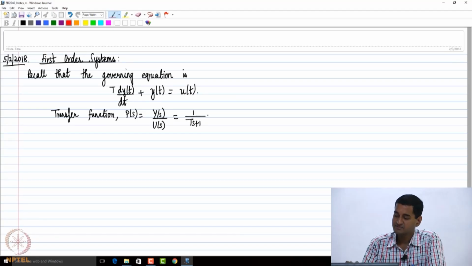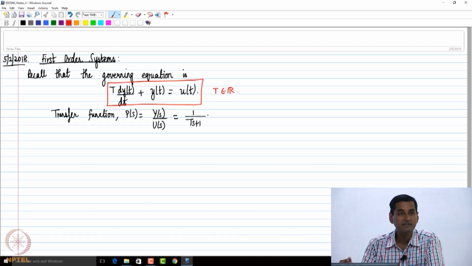So the place where we stopped in the last class was a discussion on first order systems, right? And the general governing equation of a first order system is given by this: T times dy/dt plus y(t) is equal to u(t), right? Where T is a real number in general.